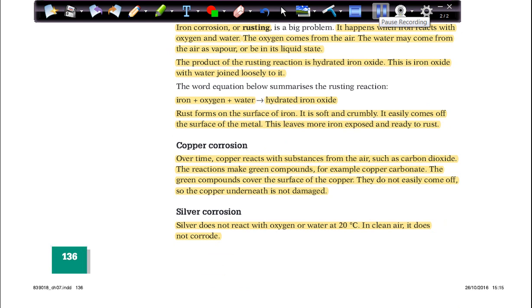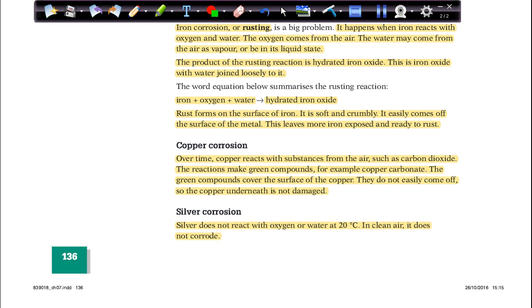Okay, so what about the silver? Does it corrode or not? We all know that silver, we are using it to make jewelries. We make very expensive products, or materials. Why is it expensive? Actually, the silver is expensive because it's not easy to corrode.